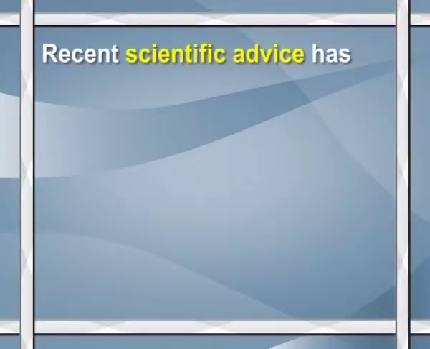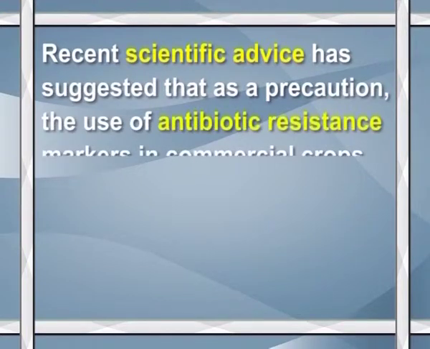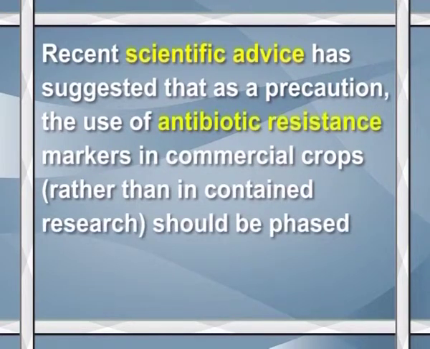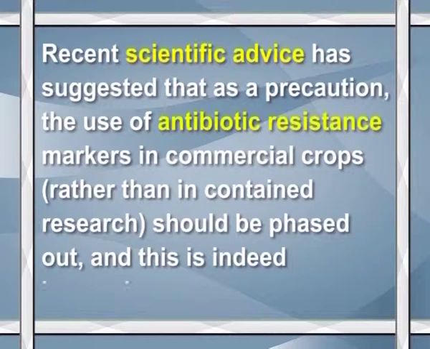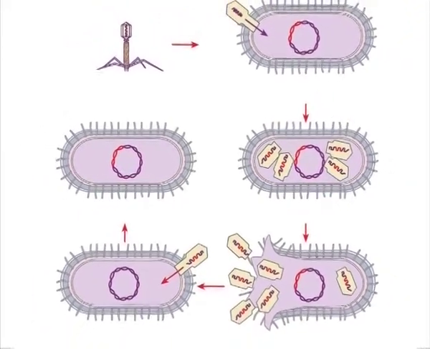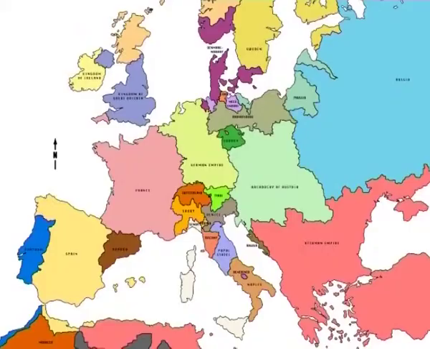Recent scientific advice has suggested that as a precaution, the use of antibiotic resistant markers in commercial crops rather than in contained research should be phased out, and this is indeed happening. Both the possibility of DNA transfer and the production of proteins from marker genes and their possible effects are considered on a case by case basis by the regulatory authorities in the United States of America and Europe.